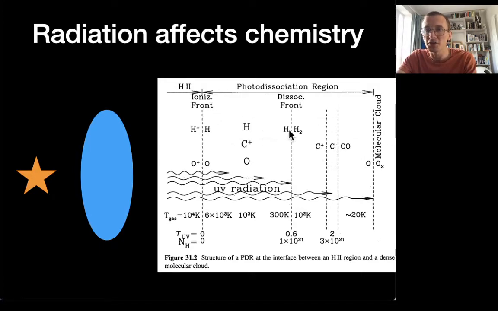And eventually, as you go deep enough into the cloud, you start making molecules, and eventually your chemistry can start getting very complicated. So the amount of radiation affects the chemical makeup of astrophysical systems too. And this is also something we'll look at.